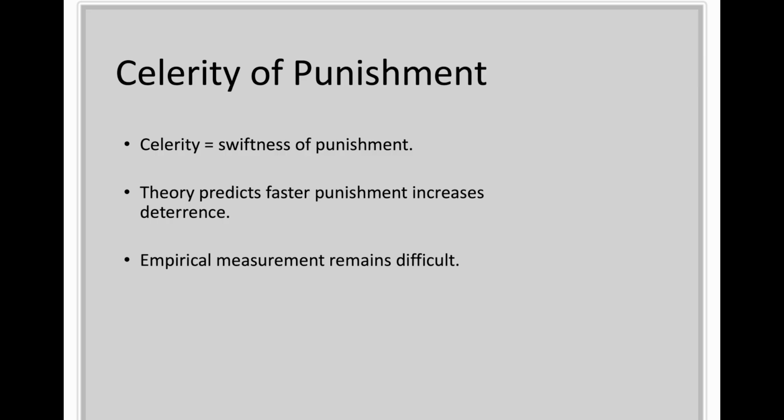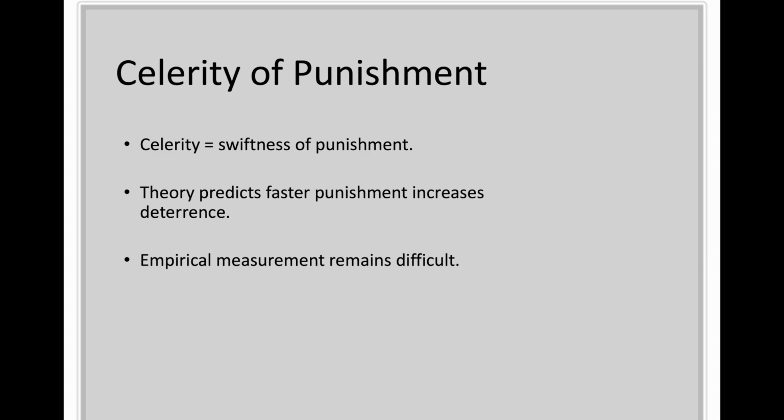Now, theoretically, celerity makes sense, but empirically, celerity has been far more difficult to study. And this is because the criminal justice system is very slow. Arrest, prosecution, plea bargaining, sentencing, and incarceration may occur over many different months or years after the original offense takes place. So with this said, this delay weakens the visibility and the immediacy of the punishment. Additionally, measuring swiftness precisely can be difficult. Researchers may struggle to determine when offenders became aware of the punishment, how quickly punishment must occur to matter, and whether delays affect perception consistently across offense types.